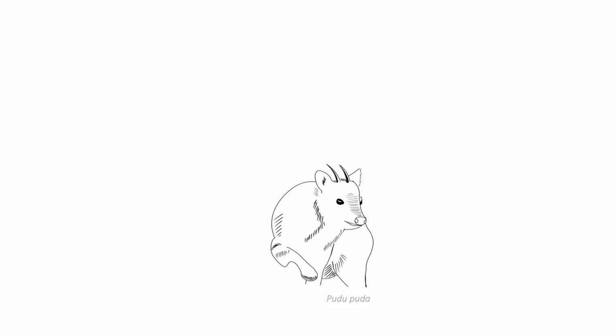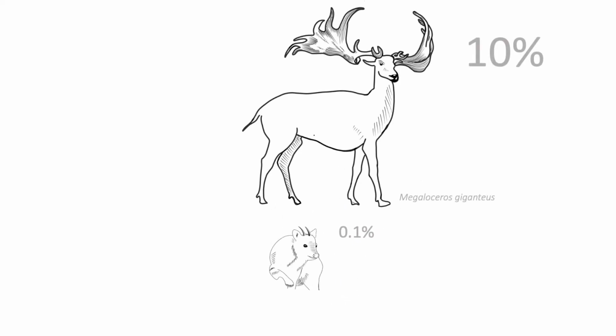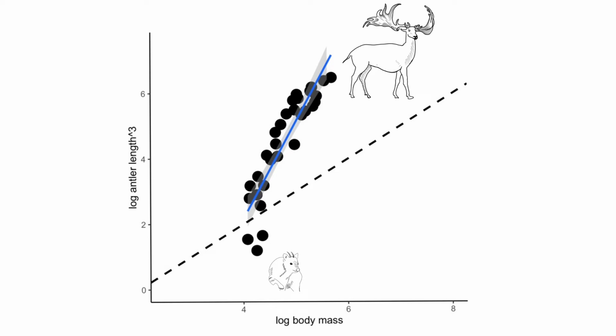The smallest deer species we know is about the size of a small dog and has tiny pointed antlers that account for about 1/10 of 1% of body mass. While one of the largest deer species we know to have ever existed, the extinct Irish elk, had massive flaring antlers that accounted for more than 10% of body mass. Across species of cervids, large species invest disproportionately more in antlers.